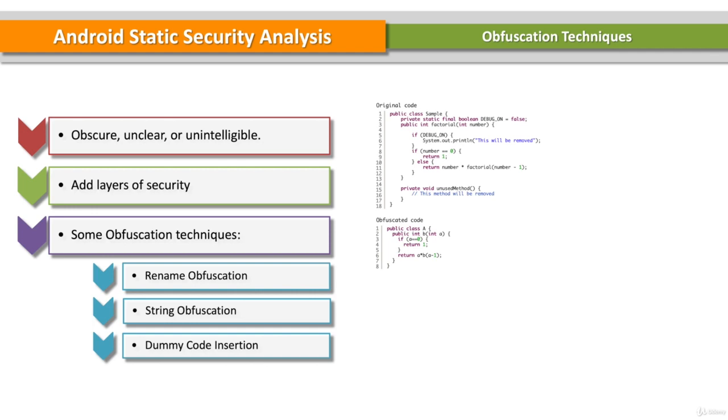So how do you obfuscate code in Android? Well, ProGuard is one of the most popular optimizers and obfuscators for Java bytecode and Android apps. It'll detect and remove unused classes, fields, methods, and attributes. It optimizes bytecode and removes unused instructions. It renames the remaining classes, fields, and methods using short, meaningless names.